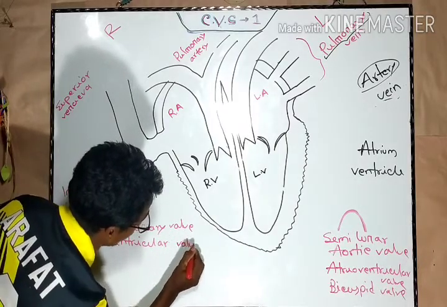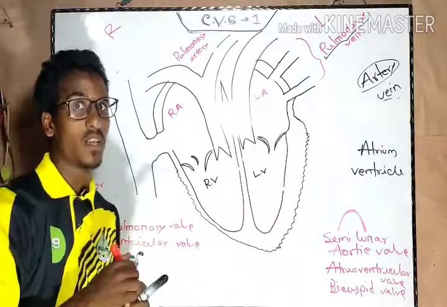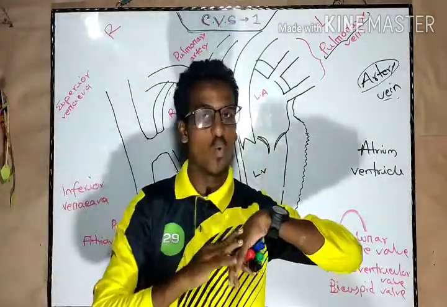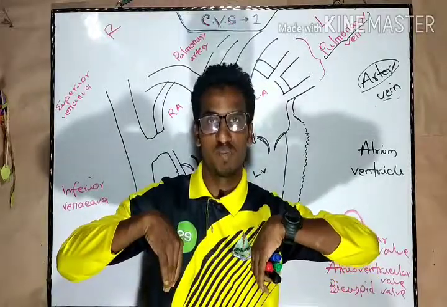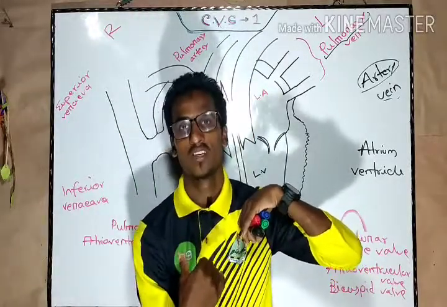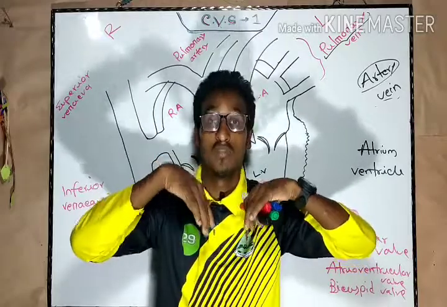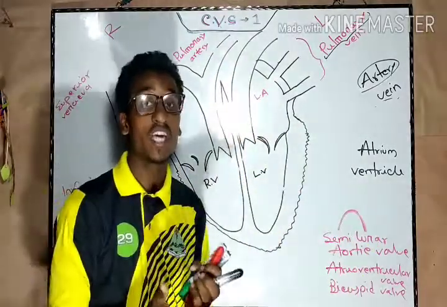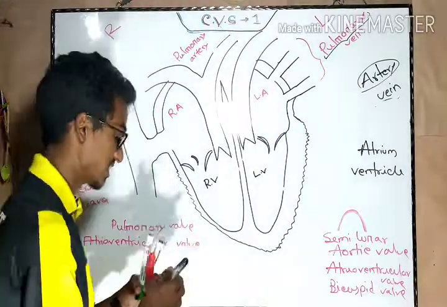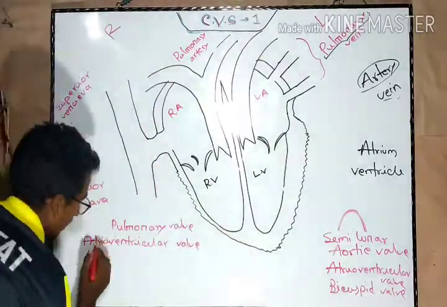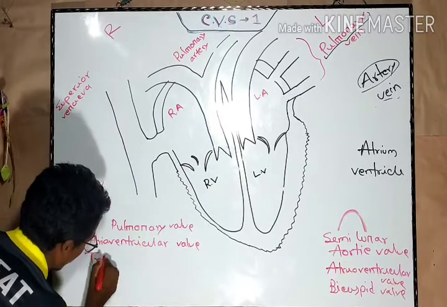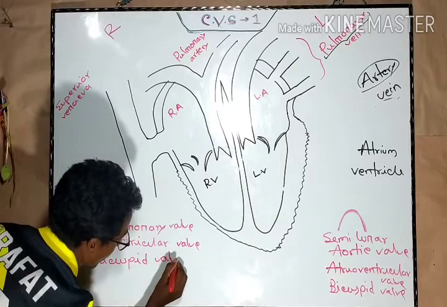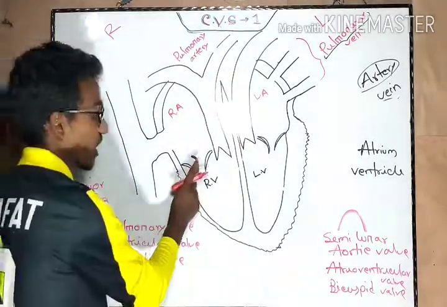Look at that. The valve has three cusps. That means 1, 2, 3. This is one cusp, two cusps, and one cusp lower. Three cusps. So it is called the tricuspid valve because it has three cusps. So this is the tricuspid valve.